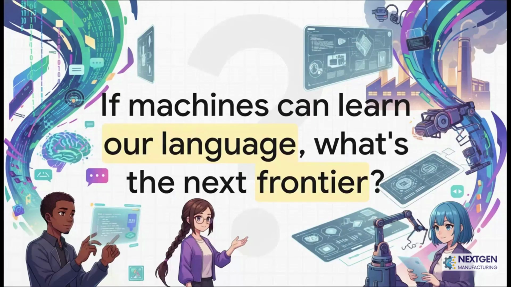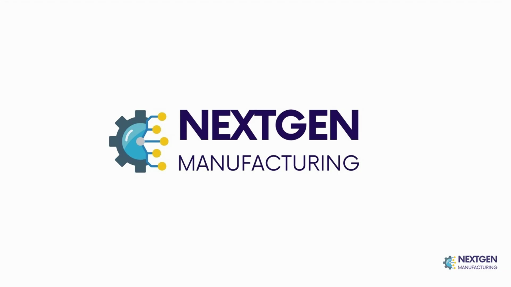We started with cryptic, manual code, we moved to smart, automated software, and now we're on the cusp of conversational AI. It really leaves us with one huge, fascinating question to chew on. If our machines can finally, truly understand us, our plain, simple language, what's the next frontier? What does that mean for the future of making things?